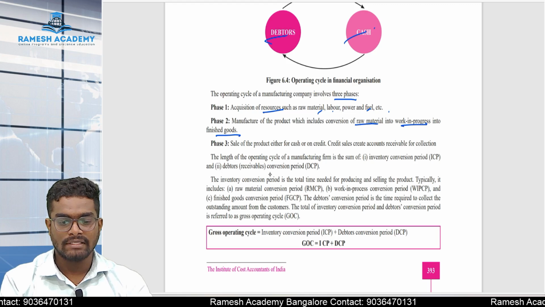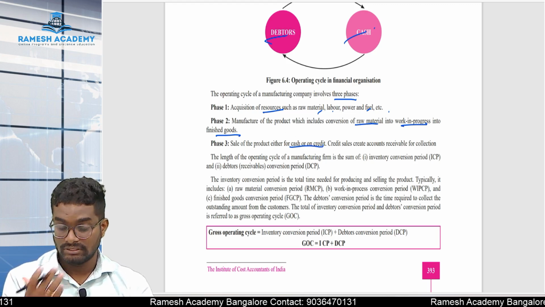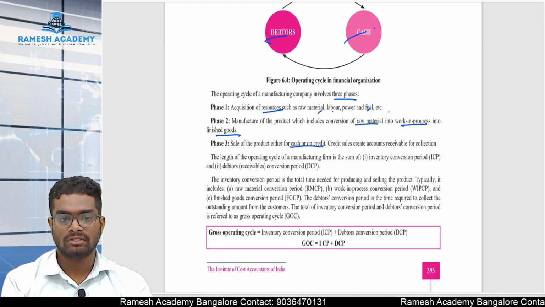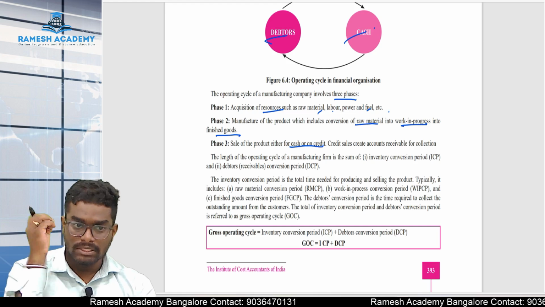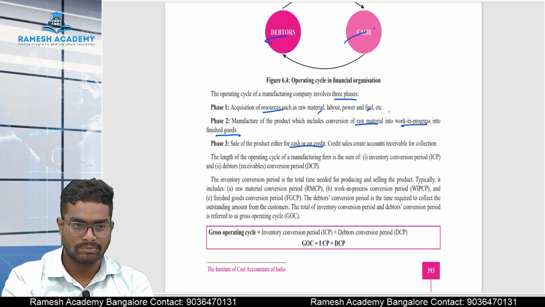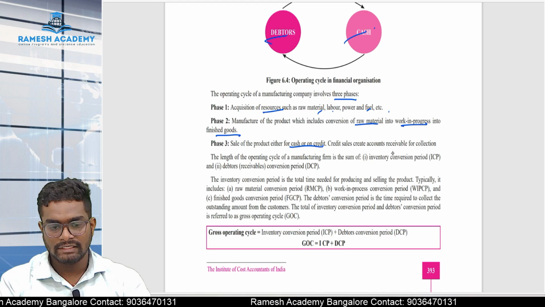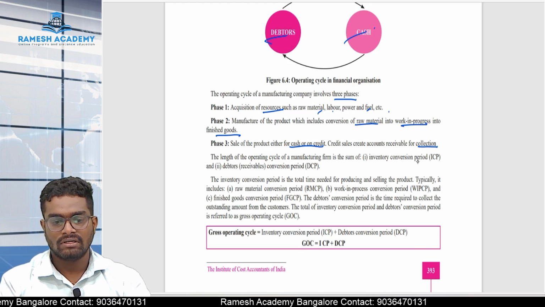And the third part is sale of the product, either for cash or credit. Sales can be based on cash also, based on credit also. If it is cash, immediately you will receive the cash. If it is on credit, there will be a certain time gap before the receipt of cash, maybe 30 days, 45 days, depending upon the credit policy. Credit sales, credit, accounts receivable for collections.